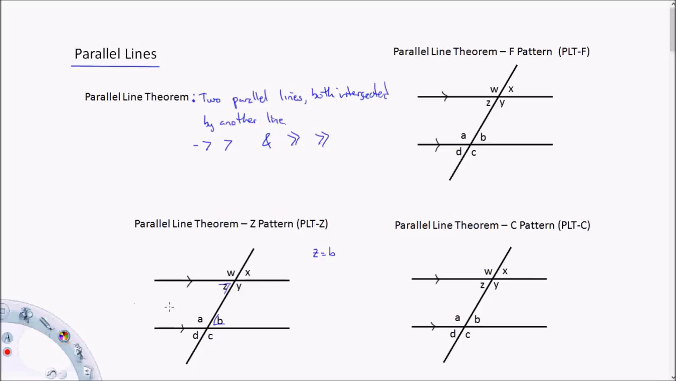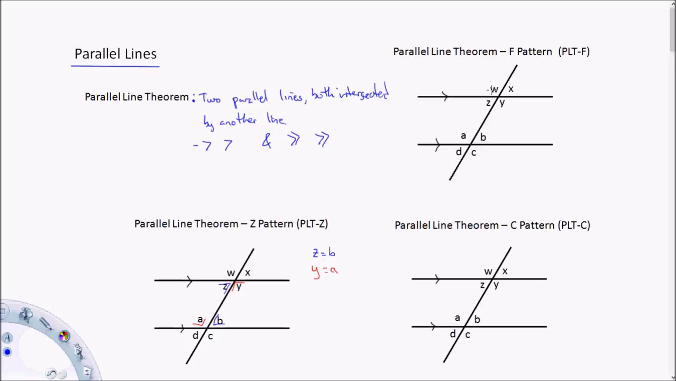Also, we see that there is another parallel line theorem Z pattern. If we have a backward Z, so we come across this line, go down our intersecting line, and then continue this way. Right in here, it's backwards and it's a little stretched, so we can say that Y is also equal to A because of the parallel line theorem Z pattern.